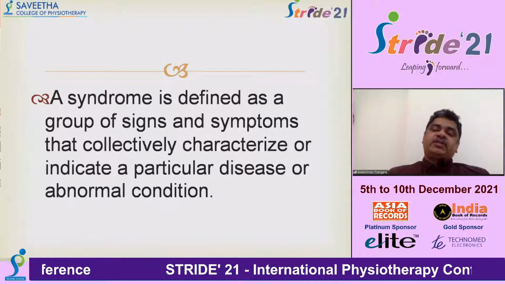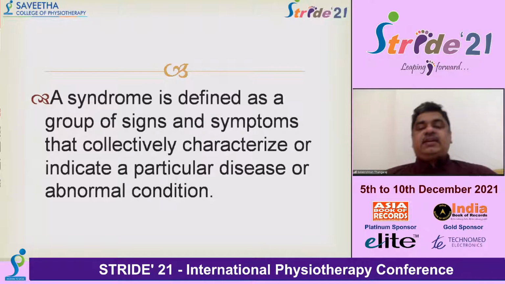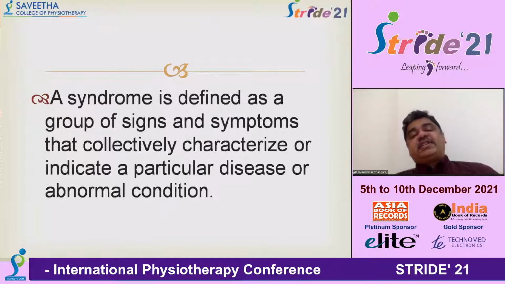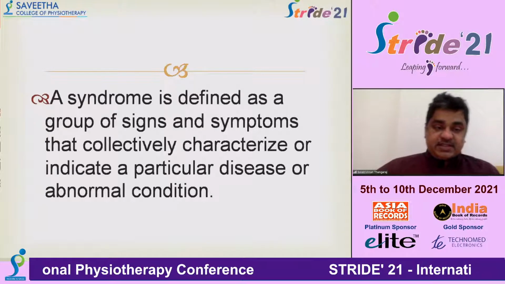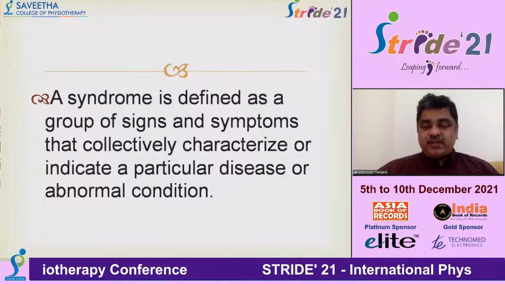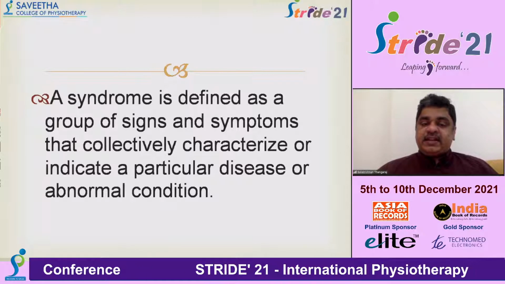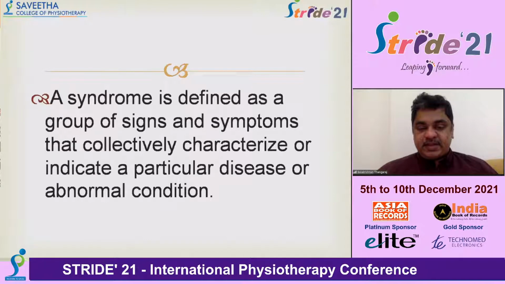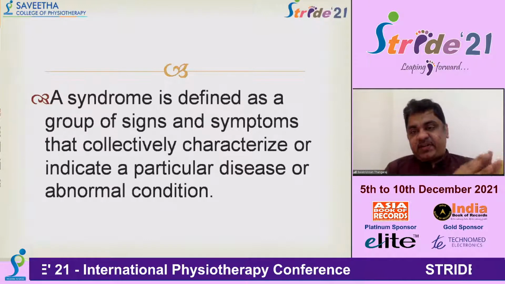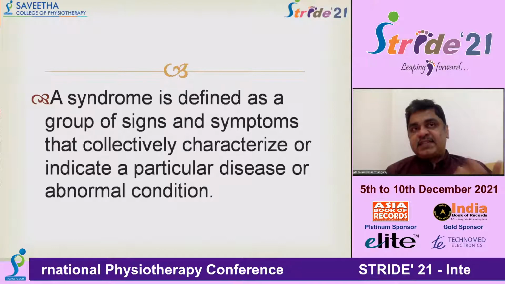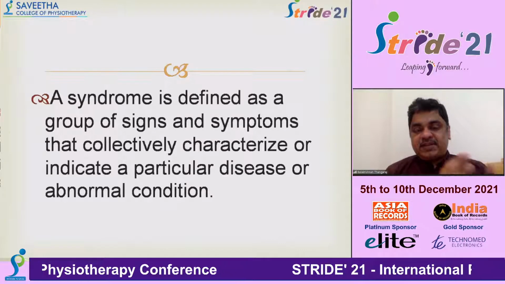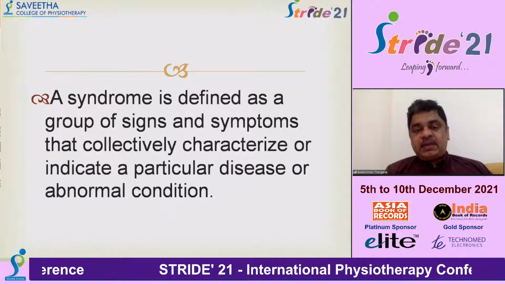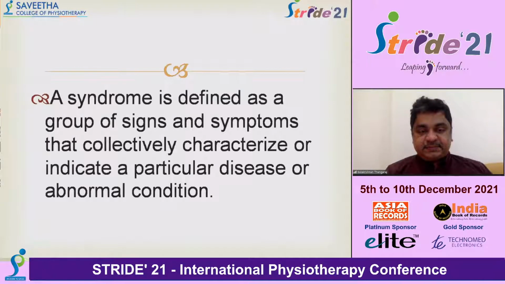I would like to start with what a syndrome is, because a syndrome is different from conditions or clinical manifestations. A syndrome is defined as a group of signs and symptoms that collectively characterize or indicate a particular disease or abnormal condition. We cannot have a particular sign or symptom as a syndrome. It's a collection of signs and symptoms which form a syndrome. Next, please.